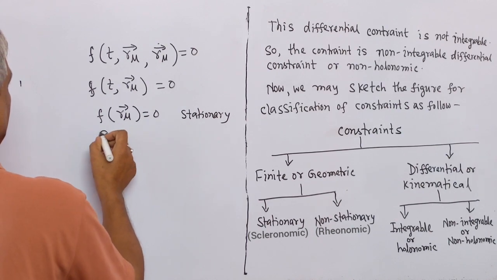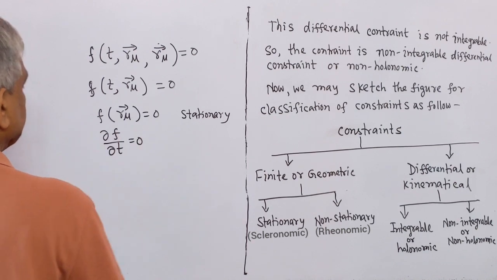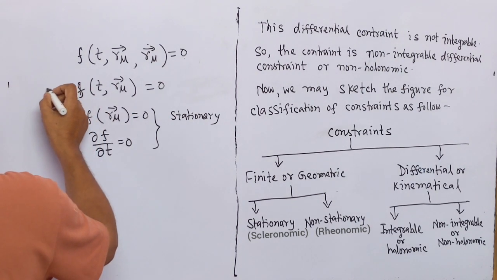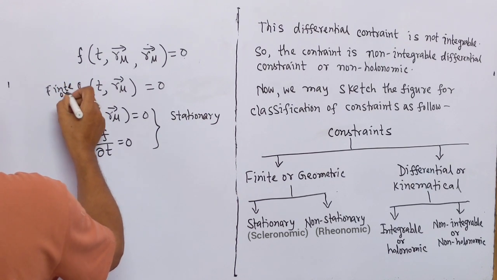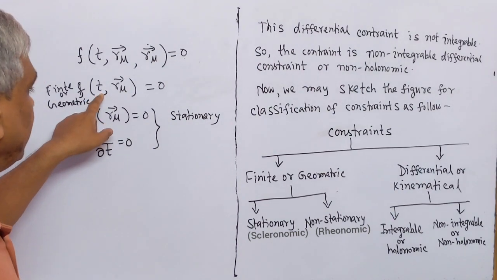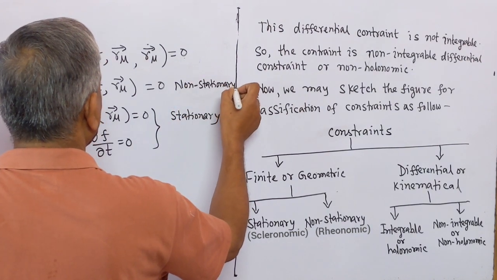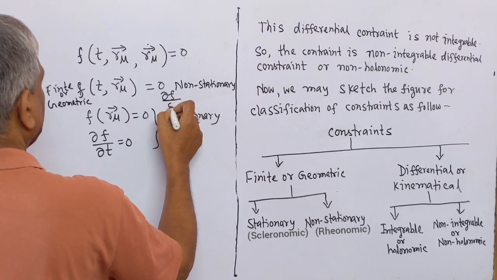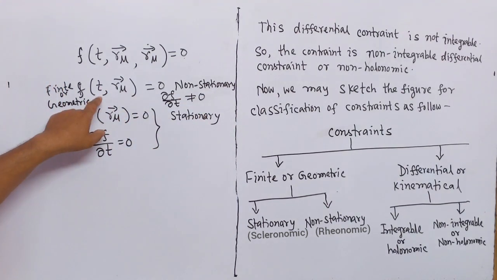And for this, the partial derivative of f with respect to t equal to 0 for stationary. If this finite or geometric constraint involves t explicitly, then it is non-stationary. In this case, the partial derivative of f with respect to t is not equal to 0, because here t is present.